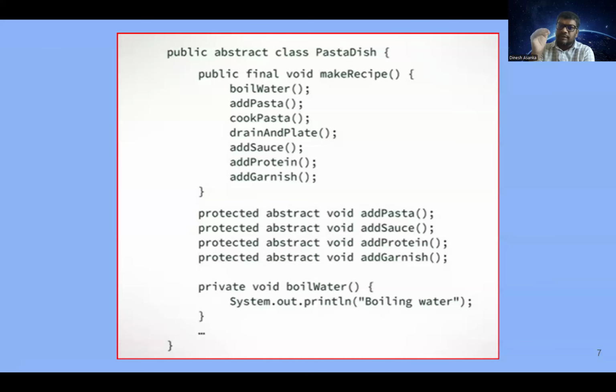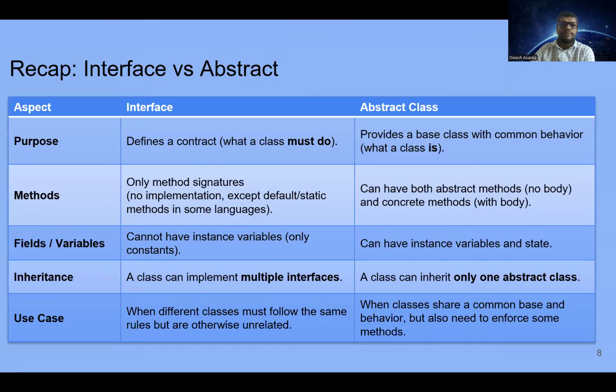First, you have to boil water, then add pasta, cook pasta, drain and plate, add sauce. So you have to go by these steps. That cannot be different from one class to another. However, in a subclass, the implementation of add pasta and the implementation of add sauce can be different from class to class. Right.